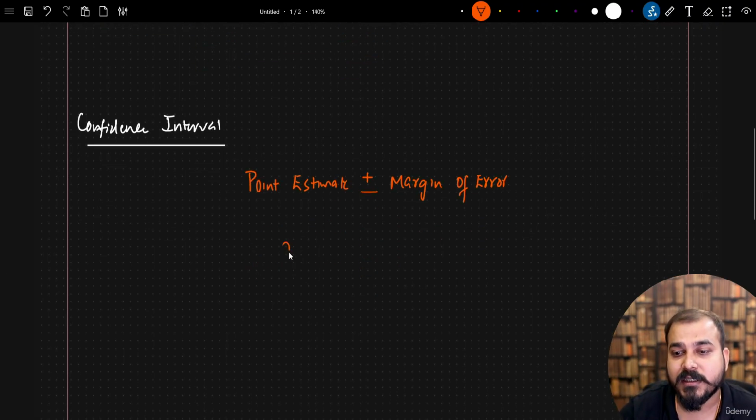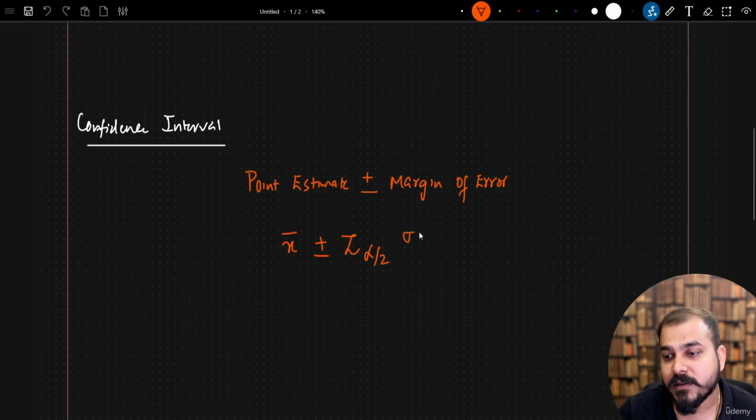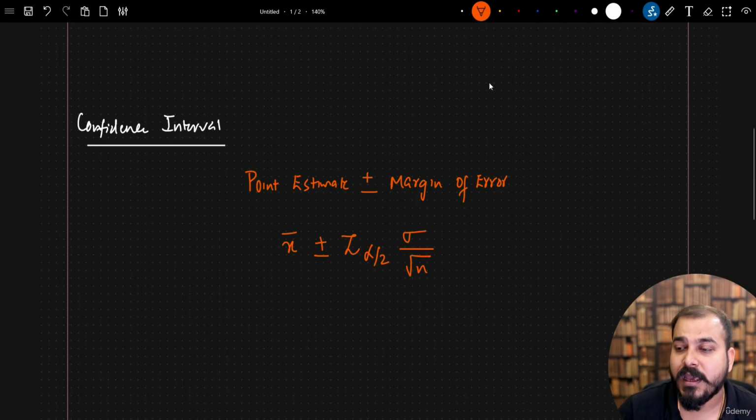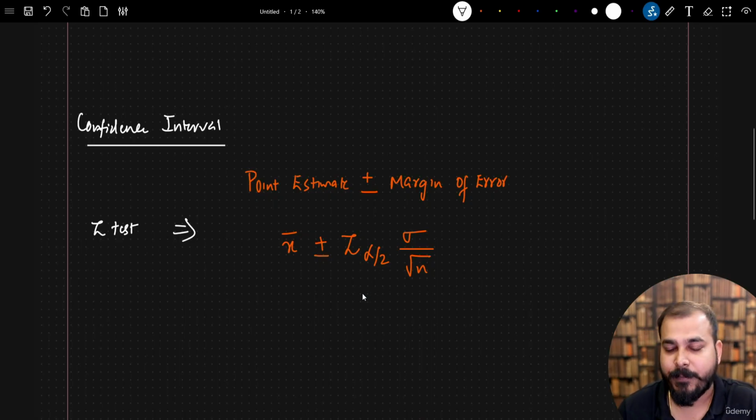Over here, the point estimate is nothing but X bar, plus or minus the margin of error. How do we calculate margin of error? For this, we use Z alpha by 2. This is just for our Z test so that we can look up the area under the curve using the Z table. Further, we multiply this by sigma divided by root n, if it is a Z test. If it is a T test, then we will use T alpha by 2 over here, and again you need to calculate the degrees of freedom.